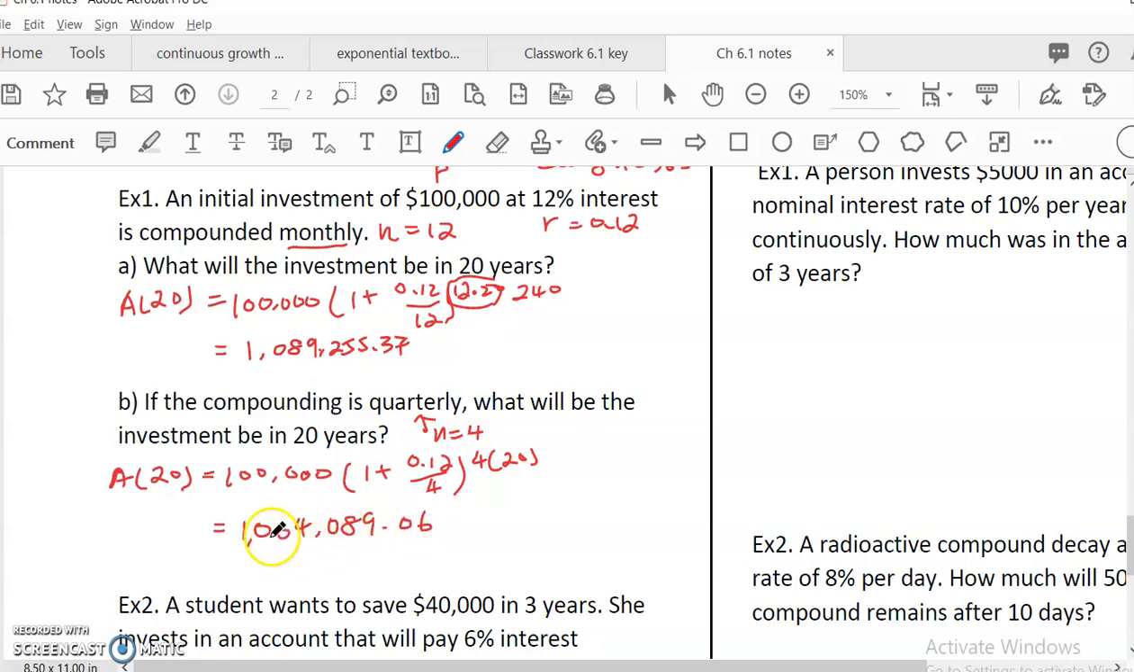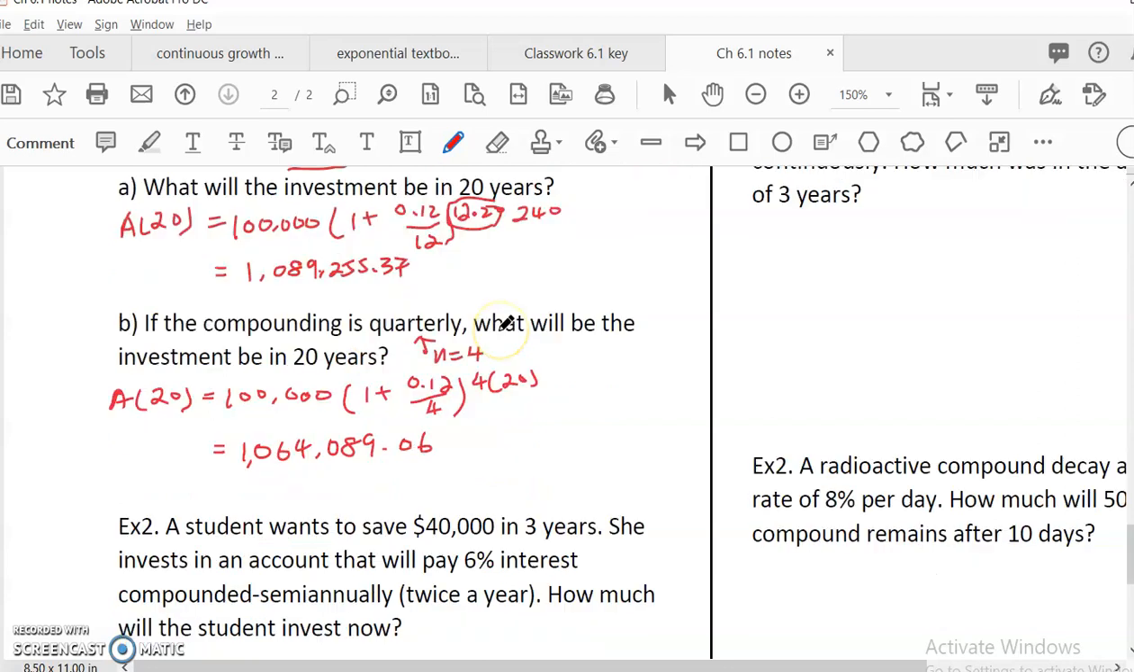The result is 1,064,089.06. So it's still over a million, but it's a little less because your compounding is less frequent. If you compound more frequently, you will get more money, right? So you would expect that if you compound daily, you'll get more money.